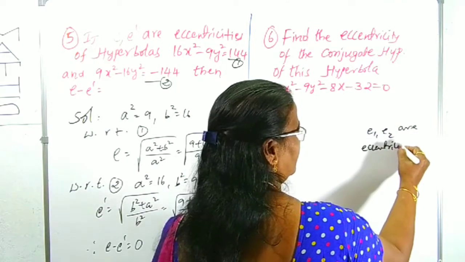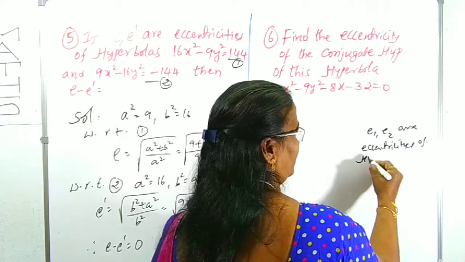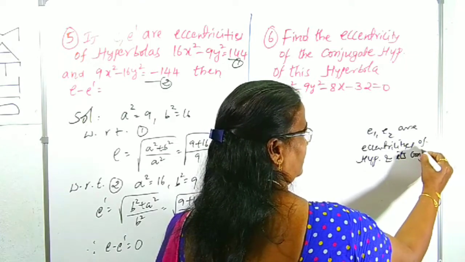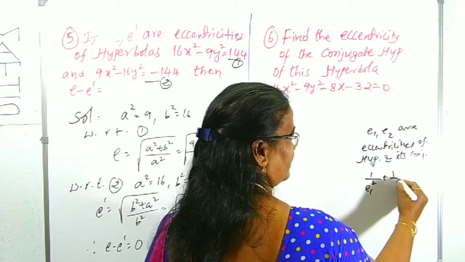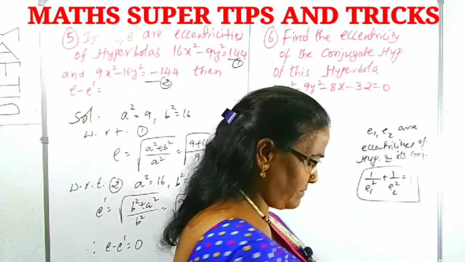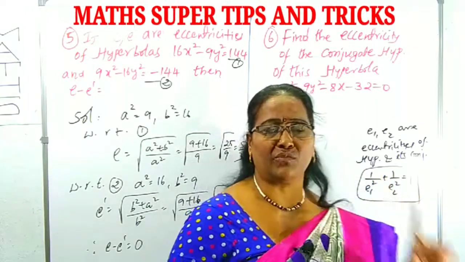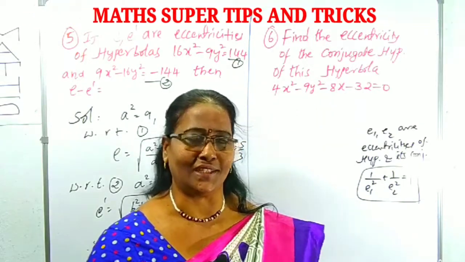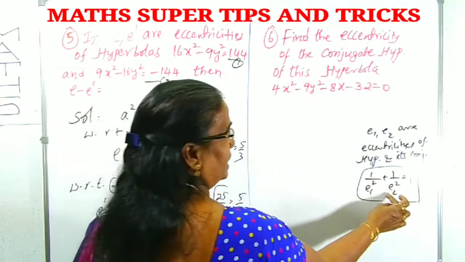eccentricities of a hyperbola and its conjugate. Then there is a relation: 1 by E1 square plus 1 by E2 square is equal to 1. We have to use this relation, it is very important. We calculate 1 by E1 square plus 1 by E2 square is 1, where E1, E2 are eccentricities of the hyperbola and its conjugate. That is what we are using here. Indirectly we want the E2.